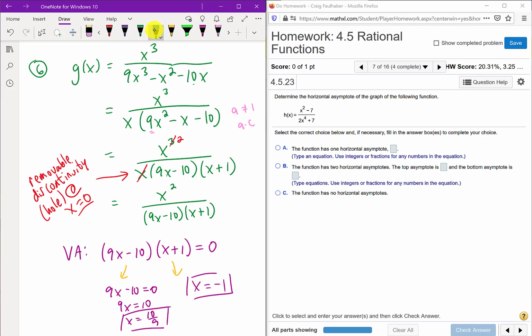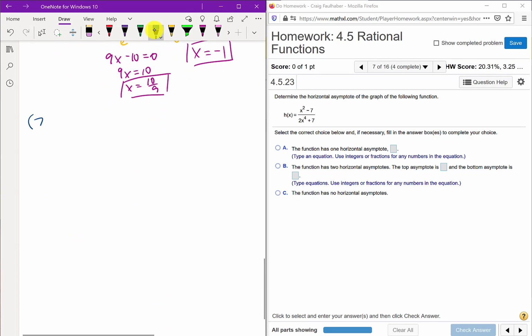Okay, let's pick up where we left off. We're on problem 7 here in section 4.5. We're going to determine the horizontal asymptote of the graph.